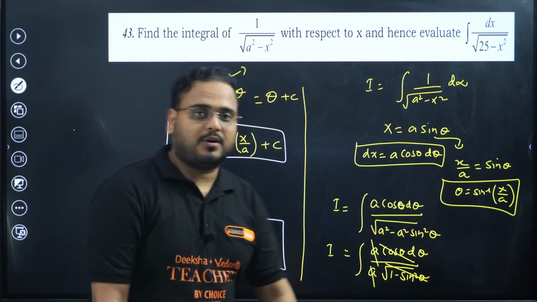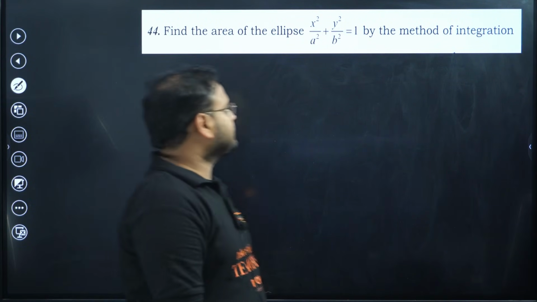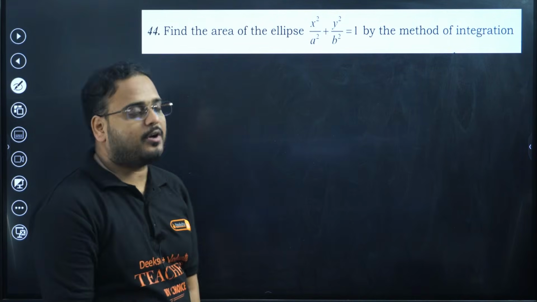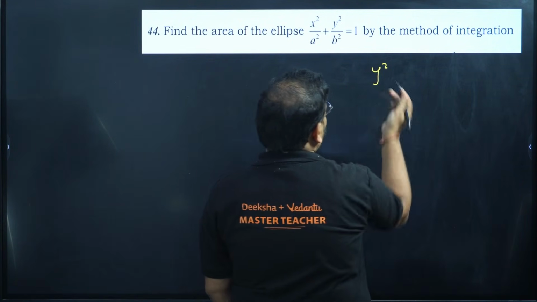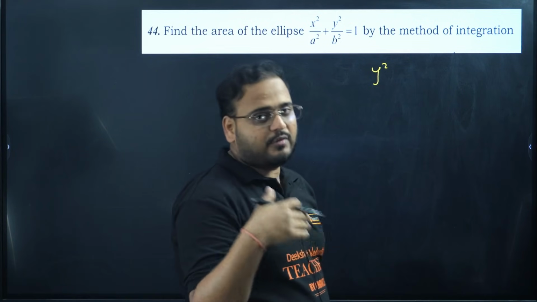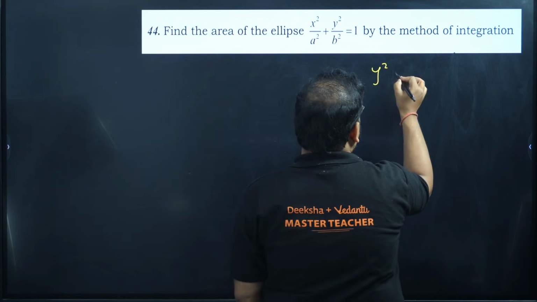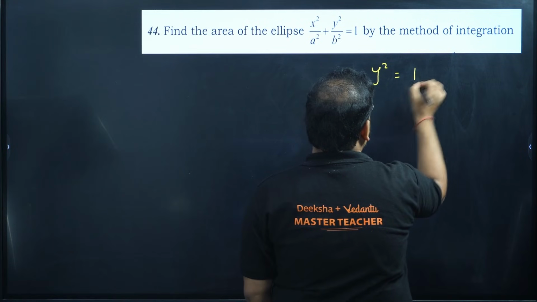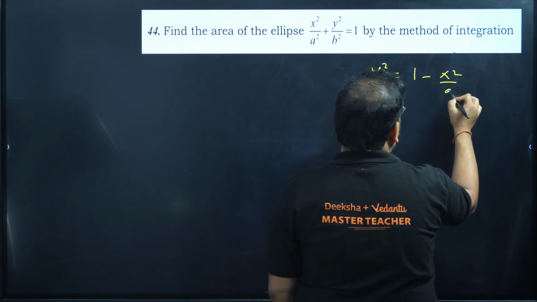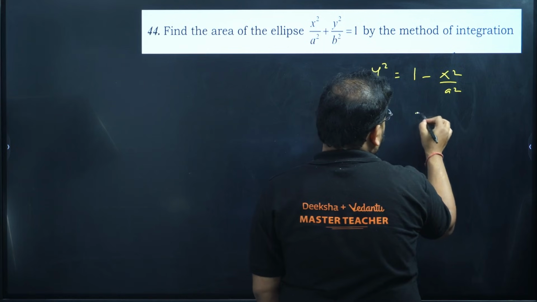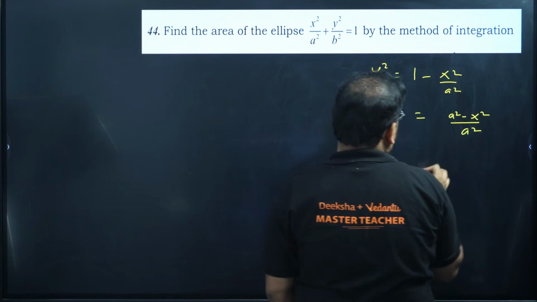Yeah, another 5 marker. Okay, now find the area of an ellipse by the method of integration. Y square we can find the value. We have to make one of them the subject, then only we can apply the limit and everything. Let's find y square first. So we'll have y square as 1 minus x square by a square. Let's simplify. I get a square minus x square by a square.